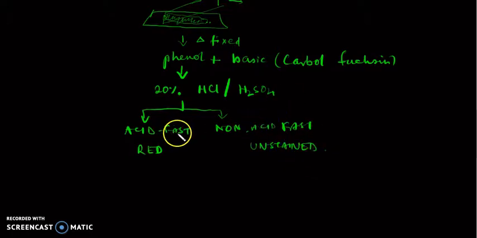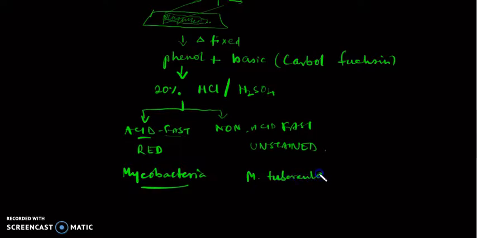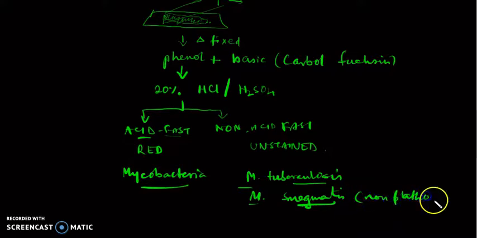Okay, so this attribute of the bacteria, this characteristic of not losing the basic stain on acid wash, is called acid fastness. This is shown by a group of bacteria called Mycobacterium, Mycobacteria in plural. Mycobacterium tuberculosis and Mycobacterium smegmatis are examples of that. Mycobacterium smegmatis is a non-pathogenic form of Mycobacteria.